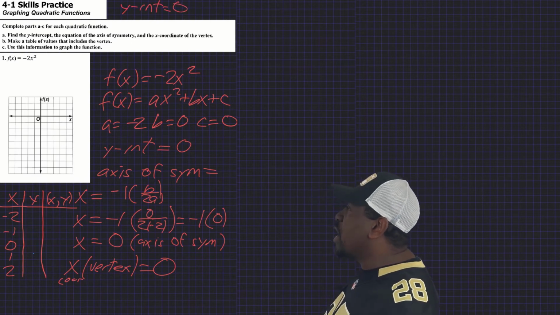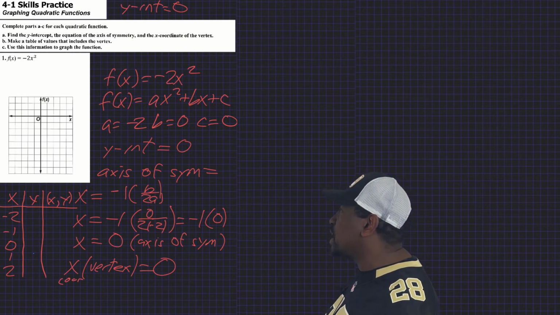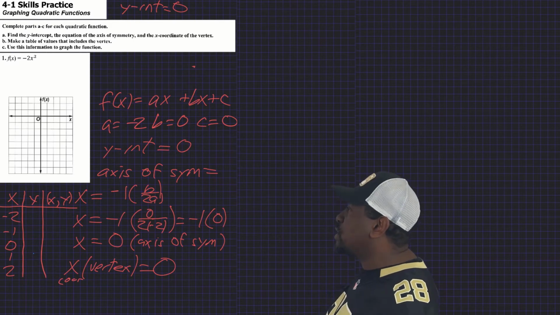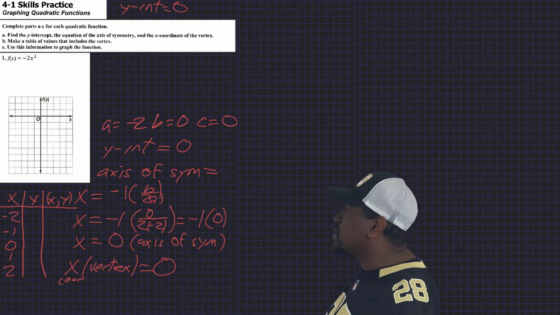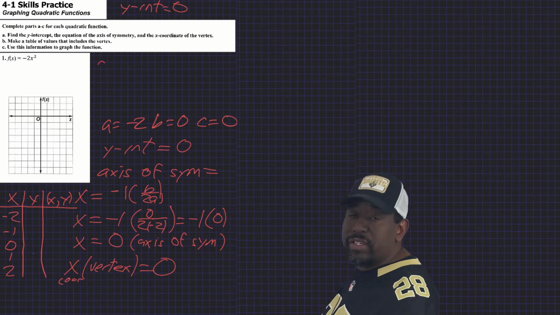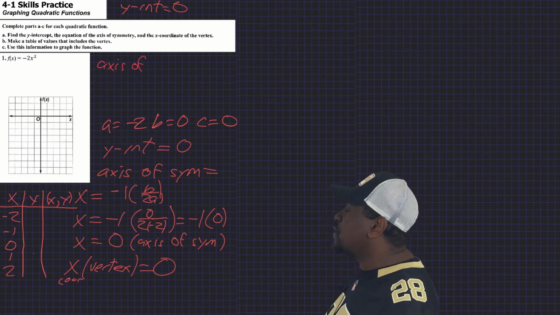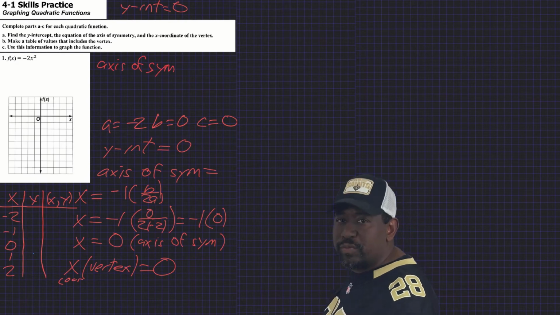And so right now what I'm going to do, since I already calculated the y-intercept, I'm going to put that on the side so we can use it later to graph. We're also going to put down the axis of symmetry. Once we erase this work we've already done, we're going to write the equation for the axis of symmetry, which we will use later to graph our function once we get our ordered pairs from the table.